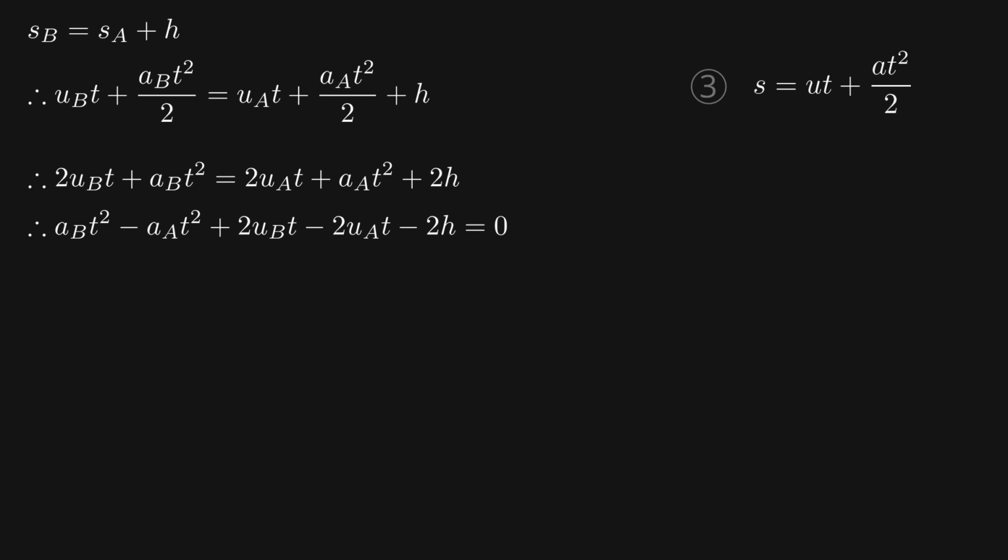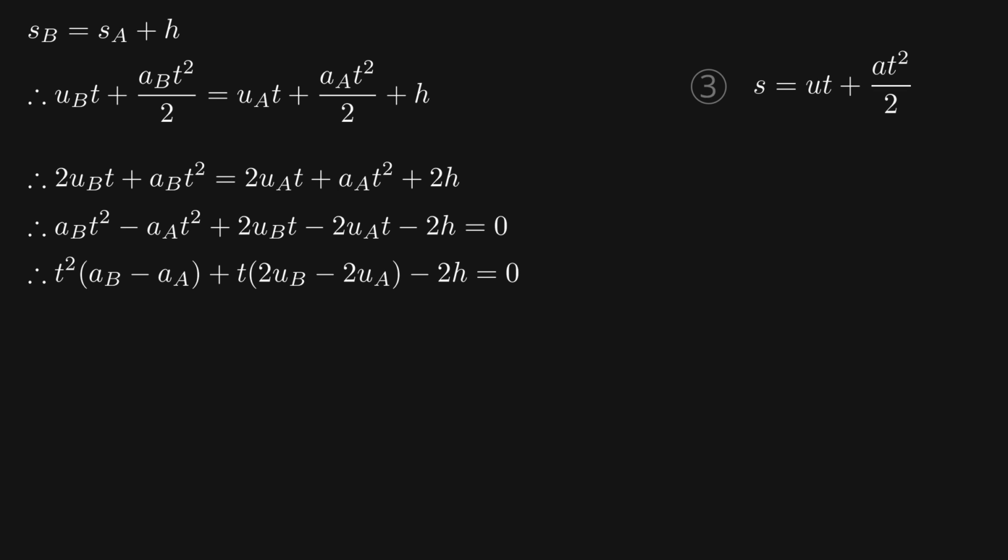We can then move everything over to the left-hand side to get the equation equal to 0, and I'll also arrange the equation starting with the terms containing t squared, and then the terms containing t, and finally the constant term, negative 2H. We have a common factor of t squared in the first two terms, so let's take t squared out there. And in the next two terms, we have a common factor of t, so we'll take that out as well. This is now easily recognizable as a quadratic equation.